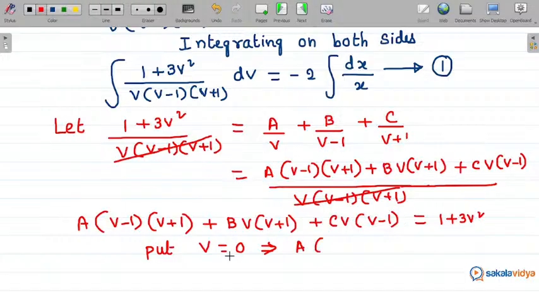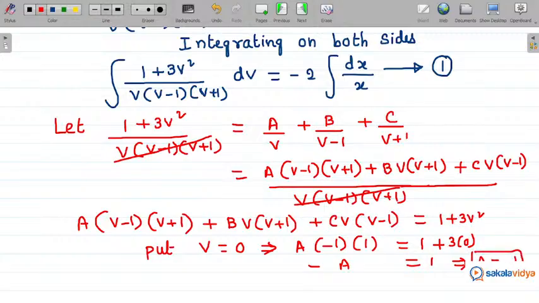So a into, in the place of v, write down 0 minus 1 minus 1, 0 plus 1 plus 1, is equal to 1 plus 3 into 0. So obviously this will be 1. So this is negative a is equal to 1. So a is equal to negative 1. That means the a value has been determined.